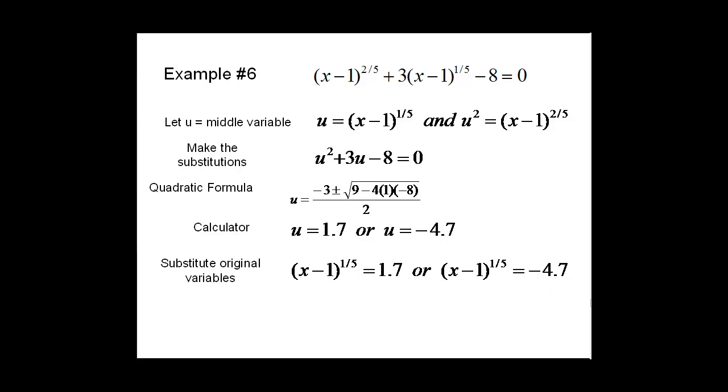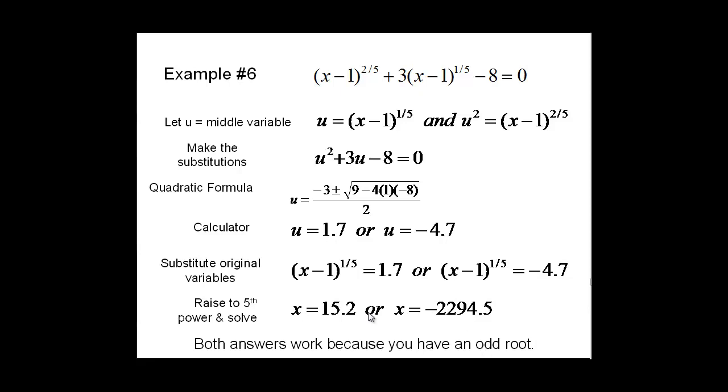Raise both to the 5th power. So you get 1.7 to the 5th power is 15.2. Excuse me, 16.2, and then add 1. And then 4.7 raised to the 5th power, add 1, and I believe you get negative 2294. And since we have an odd root, a 1/5 power, you get a positive and negative answer. That's fine. So that concludes section 6.